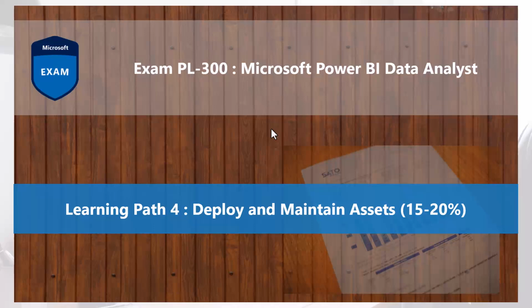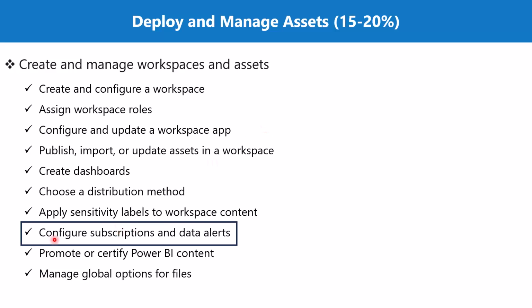Welcome back to the PL-300 exam preparation series, where we are exploring the fourth learning path, deploy and maintain assets. In this video, we are going to discuss the topic configure subscriptions and data alerts, which is part of the section create and manage workspaces and assets. While working in the Power BI workspace in Power BI service, you have the option to configure subscriptions for your reports, dashboards and scorecards. We haven't really touched upon the scorecard as yet, which we are going to do in another video, but the process of creating a subscription is almost the same for reports, dashboards, and scorecards. Then there is also an option to create data alerts, but this option is only available for specific tiles in the dashboard. So let's go to the Power BI service and see how we can configure these subscriptions.